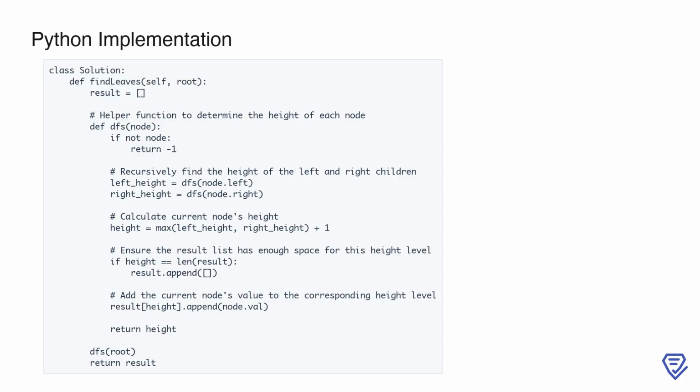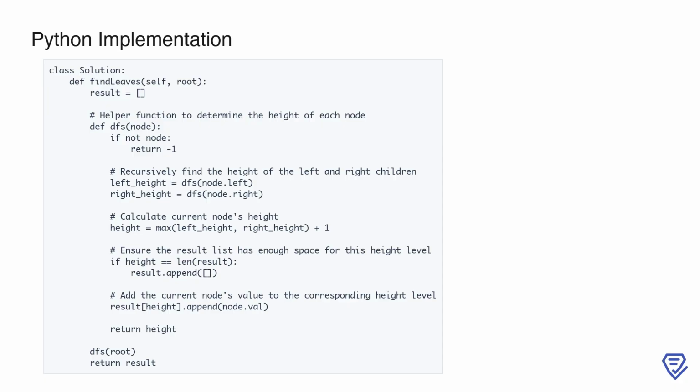If the node is null, its height is considered -1, indicating it does not contribute to the tree structure. For recursive calls, the DFS function recursively calculates the height of the left and right children of the current node. 5. Node height calculation. The height of the current node is determined as max(left_height, right_height) plus 1. This ensures that the node's height reflects its depth in the tree during leaves removal.